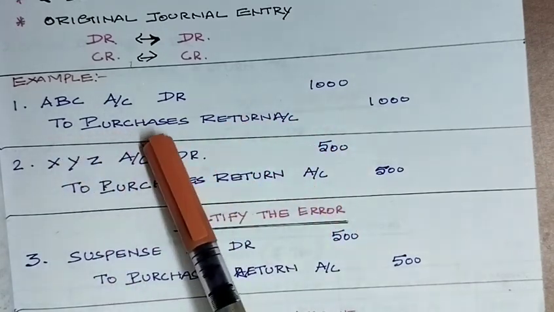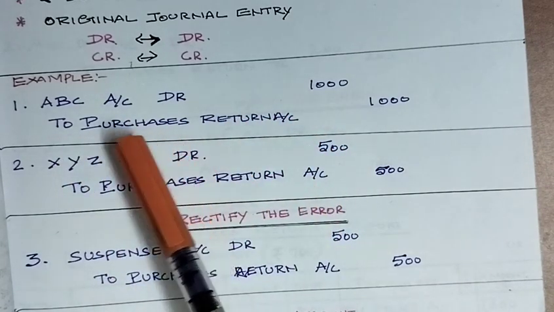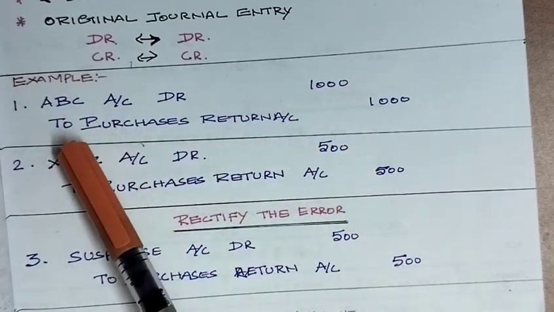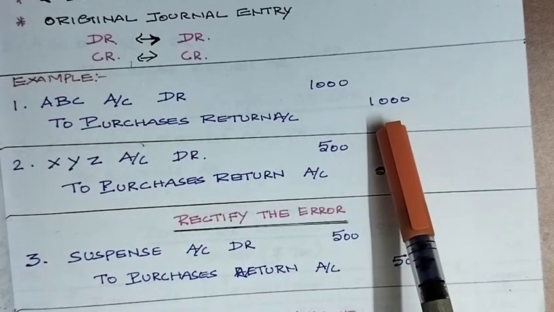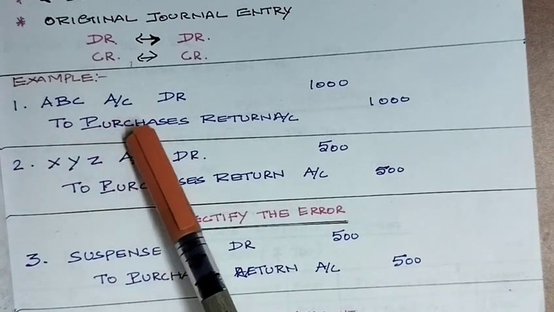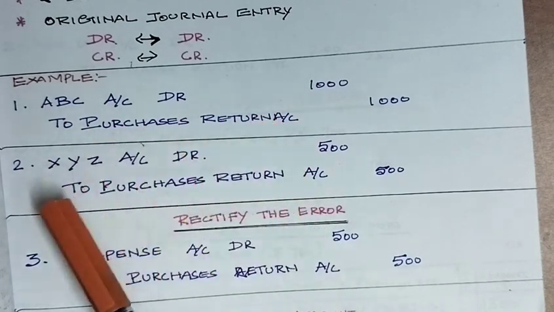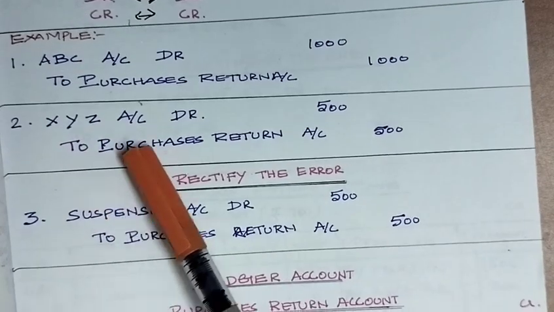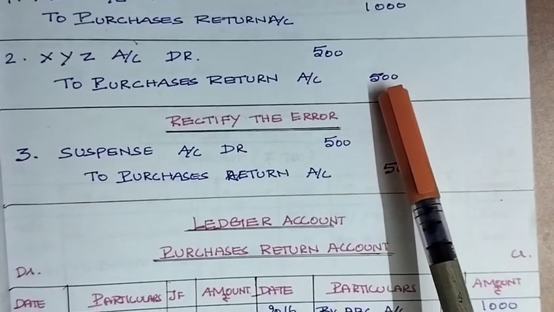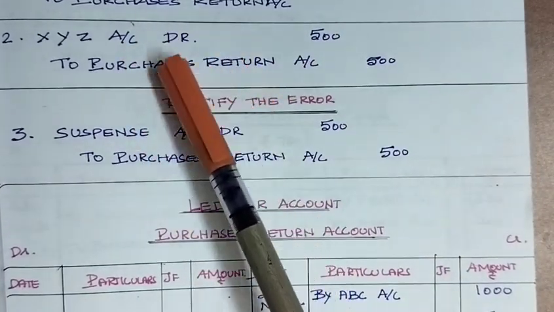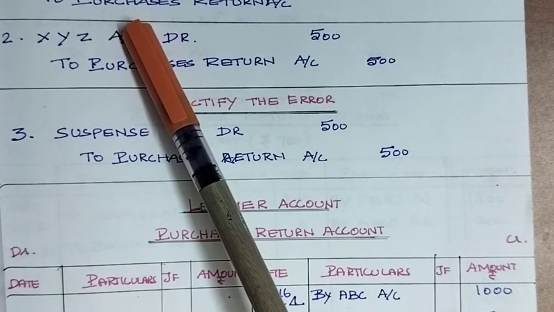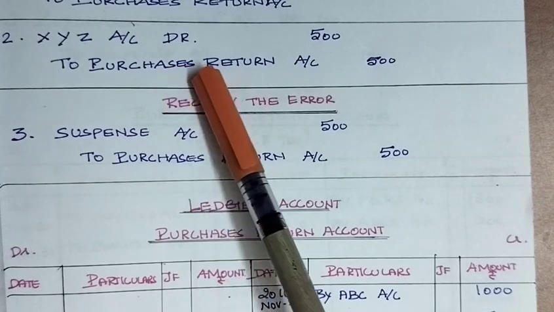So what is the original journal entry? ABC account debit of 1000 rupees to purchases return account 1000. Where does purchases return book appear? It appears on the credit side. Vice versa, XYZ account debit of 500 rupees to purchases return account 500 rupees, because purchases return book is opposite to the purchases book. Purchases account is debited, but purchases return book will appear as credited.